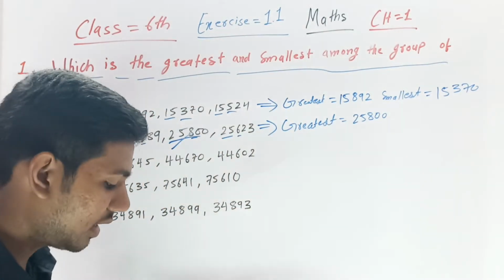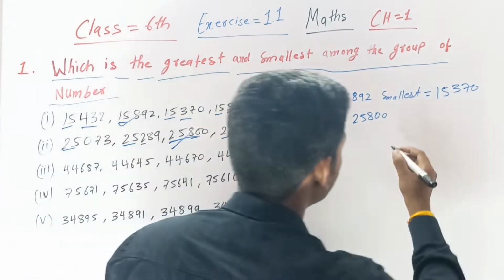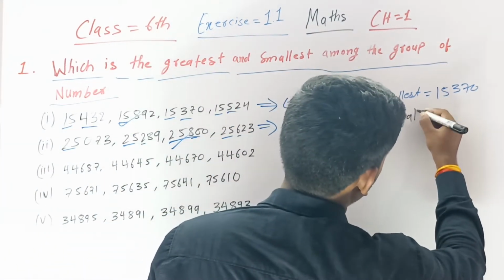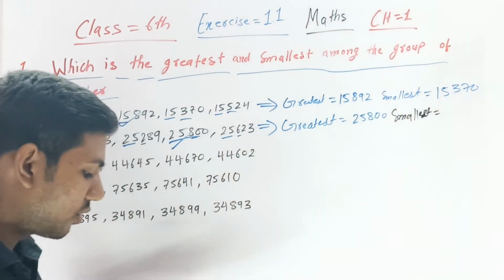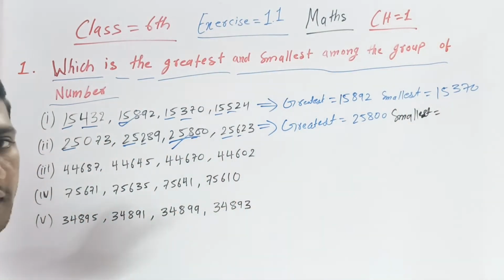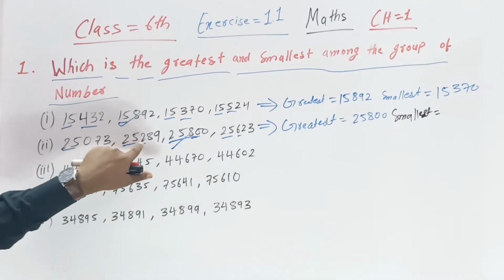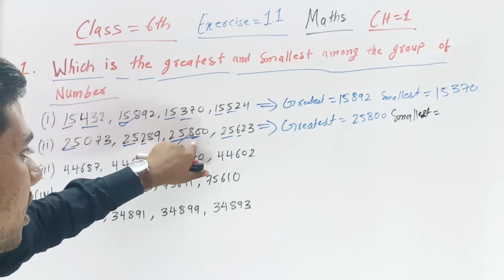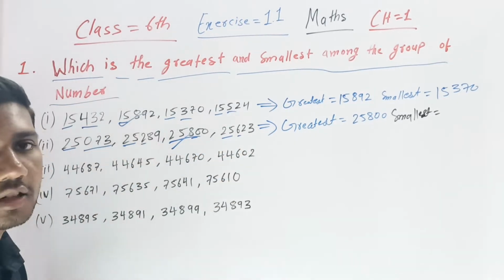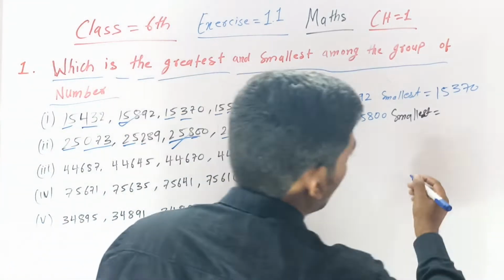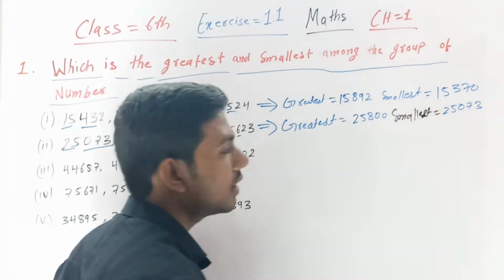Okay, now we have to find the smallest number. I just write here, smallest. So now in this, which is the smallest? In the 100 place it's 73, 289, 800, 620. Which is the smaller? Obviously 73 is smaller. So you have to write here 25,073 is the smaller one.